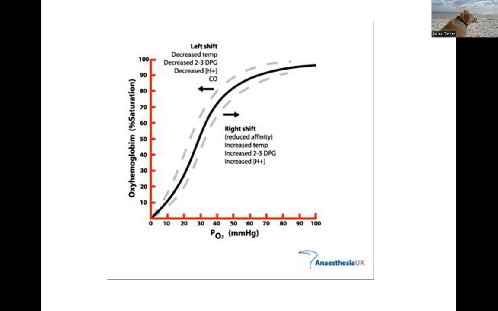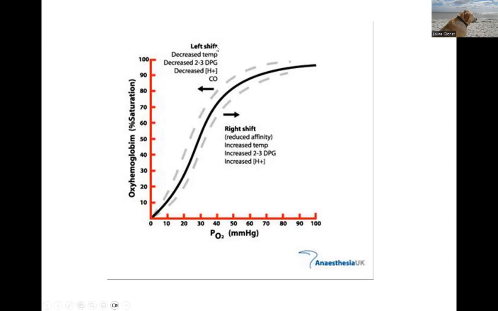S curve, okay? When we have what's called a shift to the right, things that cause a shift to the right are increased temperature, increased 2,3-diphosphoglycerate, increased hydrogen ions, or decreased pH. So it means that when we shift to the right, we're dropping off more oxygen. So the oxygen in the fluid, see down below on the x-axis, it means we're dropping off more oxygen. Right? If we shift to the left, it means we're having more oxygen stay bound to the hemoglobin.